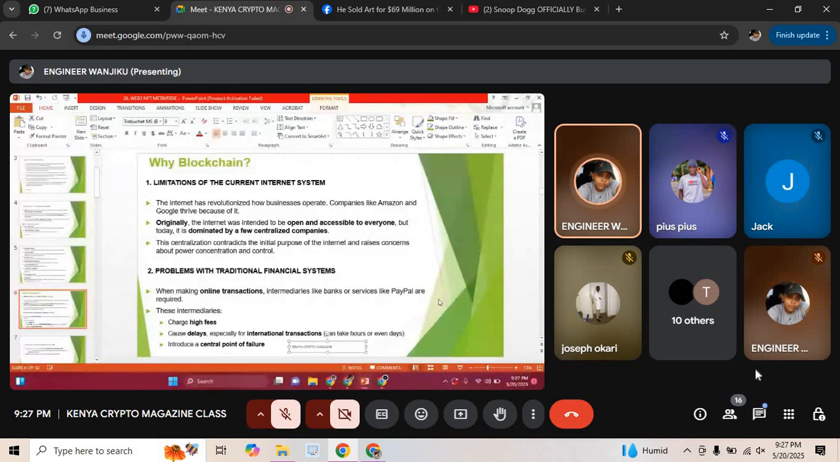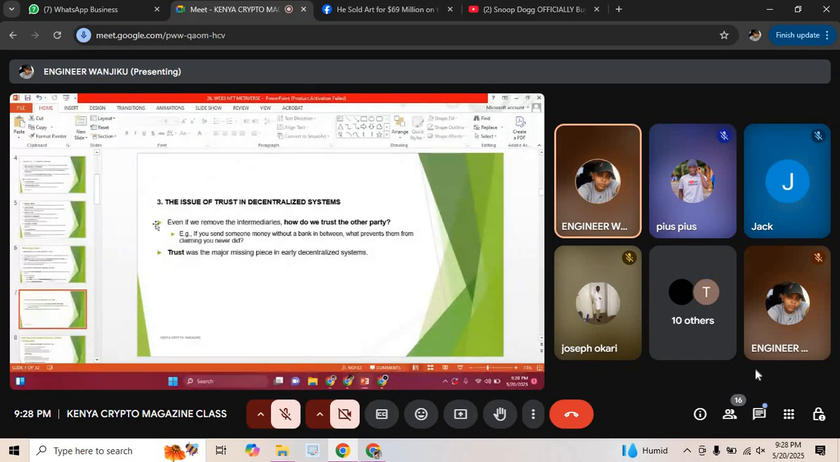point of failure. If your PayPal has ever been shut down temporarily, thumbs up. You know how painful it is, or permanently. How do they say it? Yes, permanently limited. Thumbs up. Yeah, Victor can see you. Yes, permanently. So things like that. Introduction of a central point of failure.